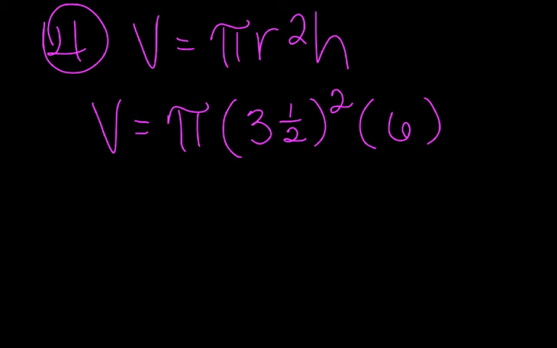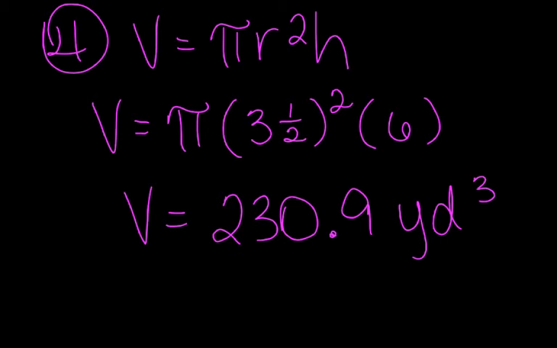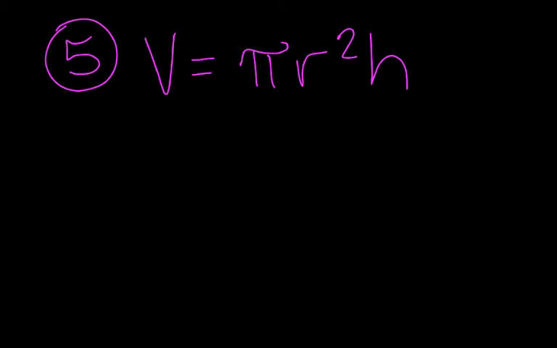Number 4, write your formula. Replace your variables with numbers. And that should give you 230.9 yards cubed. If there's anyone that still doesn't know how to put that little squared sign, it is on your calculator right to the left of the number 4. It actually has an X and then a little 2 on top. That is your squared sign on your calculator.